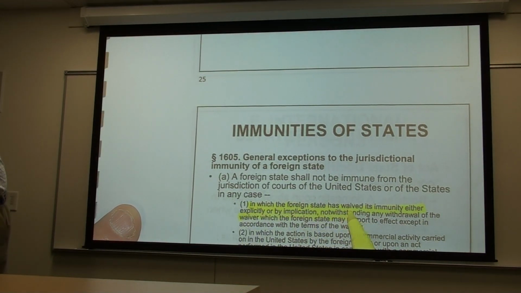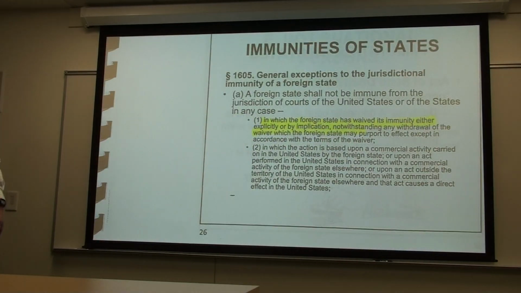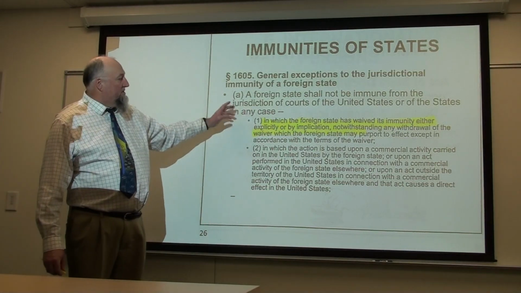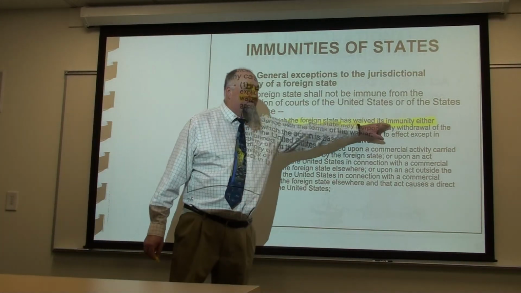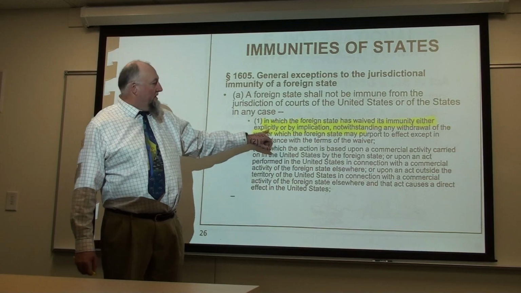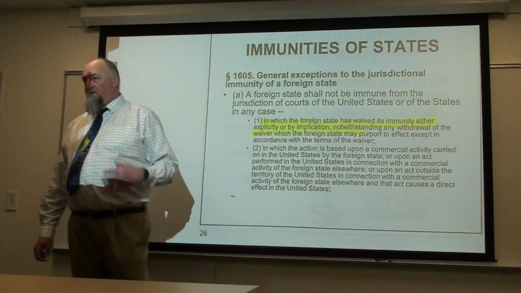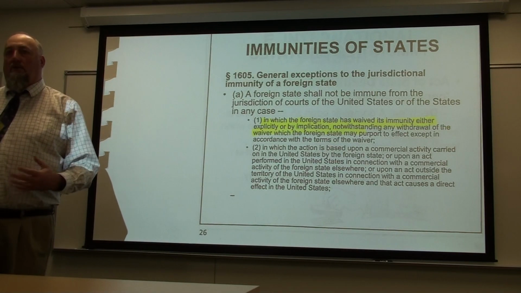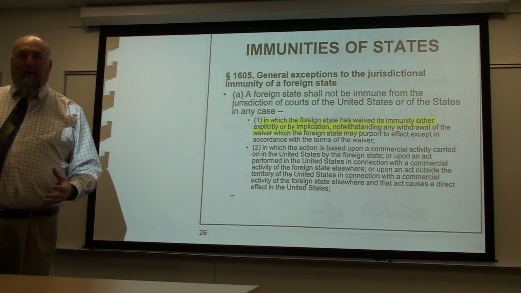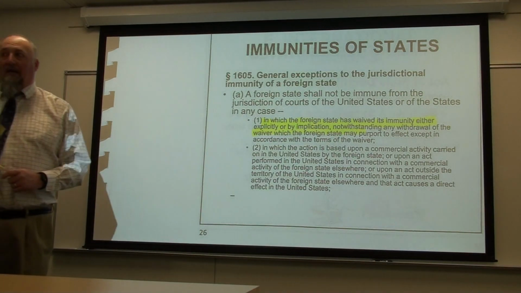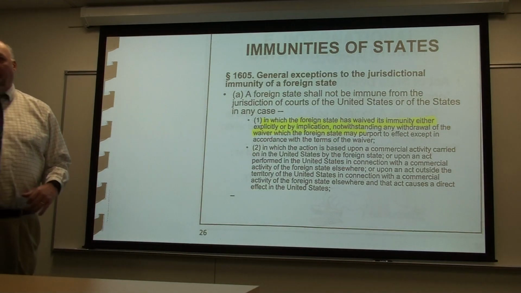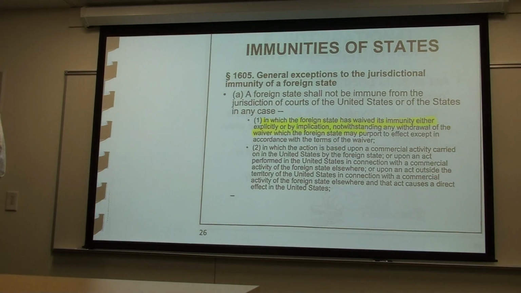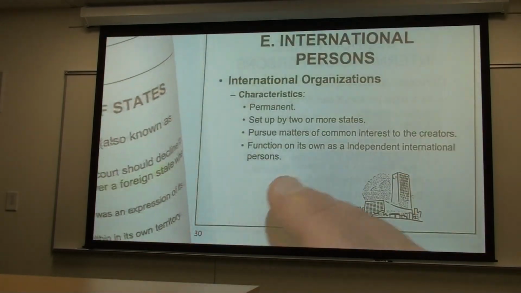this is the next page over. The other time, a foreign state shall not be immune from the jurisdiction of the United States courts when the foreign state has waived its immunity either explicitly or by implication. That is, expressly as part of a treaty or a contract, or basically they have impliedly waived, which would be they didn't raise it as a defense, which gets kind of detailed. So there are two exceptions.